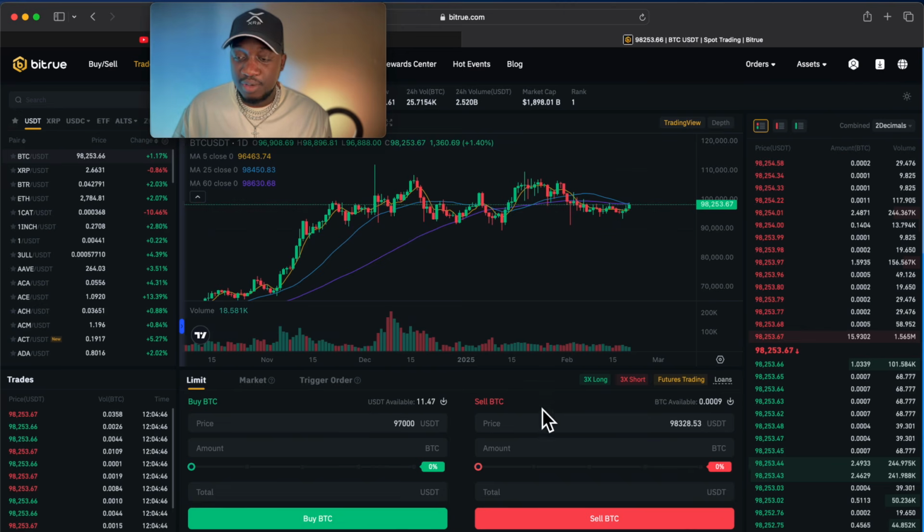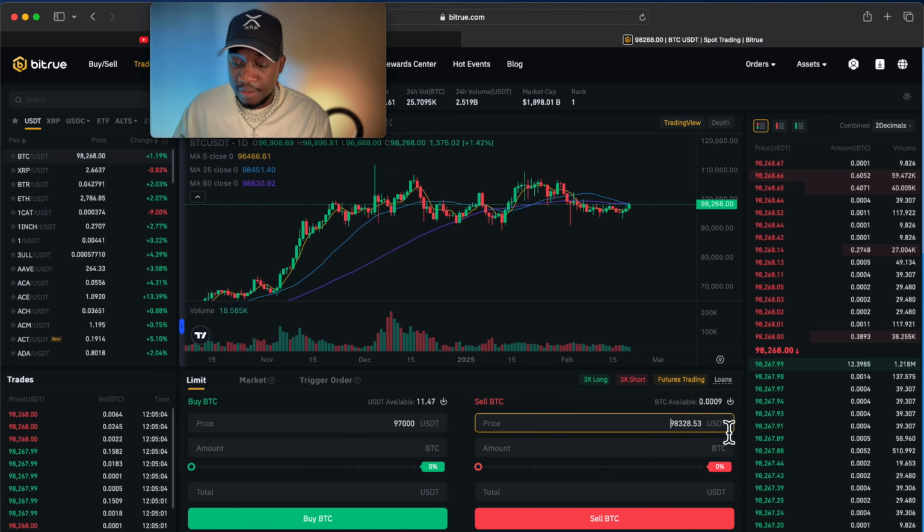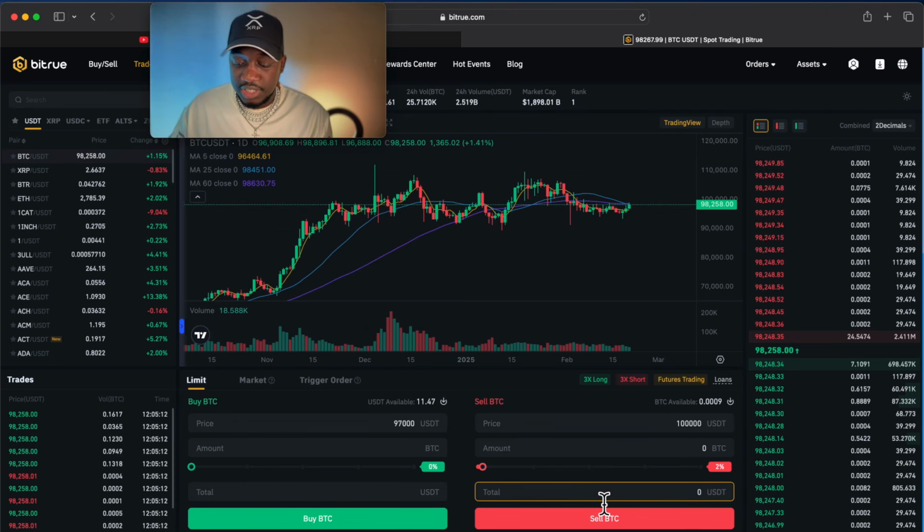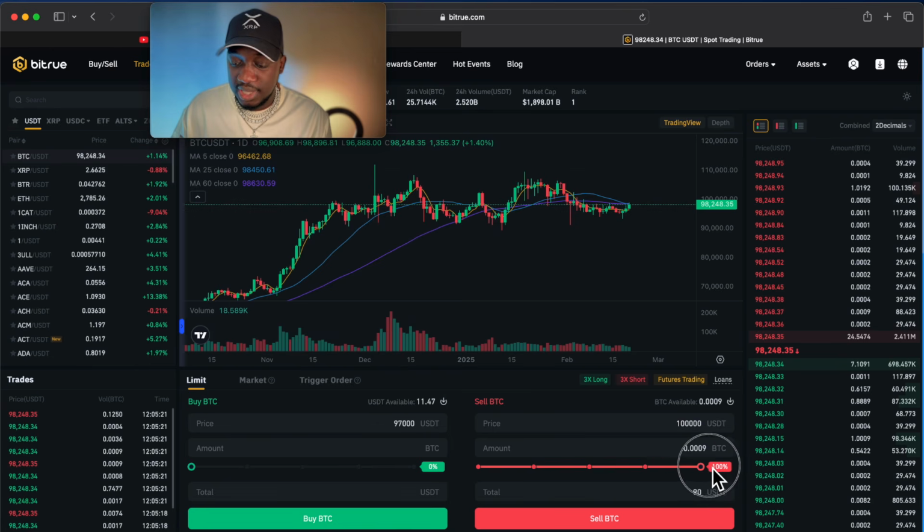So let's click limit order, and since I bought this BTC at 98,253, I can say, okay, I want to sell my BTC at 100,000 US dollars, so that I can make some profits. Go to where it's written price right here, and type 100,000 like this. Right here you have to put the amount of BTC that you want to sell, or you can type it in US dollars. It's up to you. Let's say you swipe this to 100% and click sell BTC.